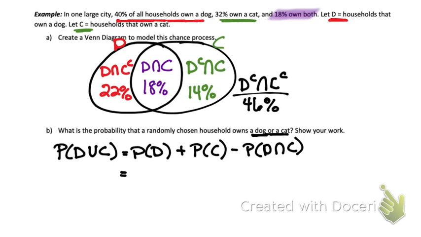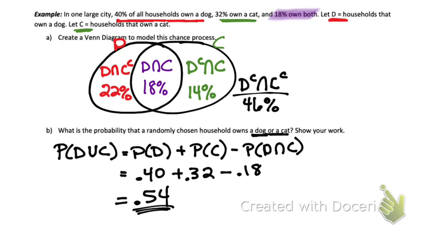So what is the probability of having a dog here? 40%. What is the probability of having a cat? 32%. But you know what I just did there? I just added those people who have both twice. So I need to take off that overlap one time. And what do you get? Now, you get 0.54.